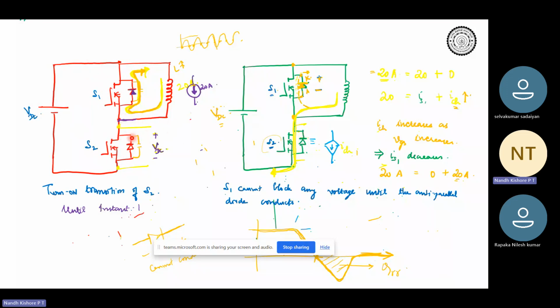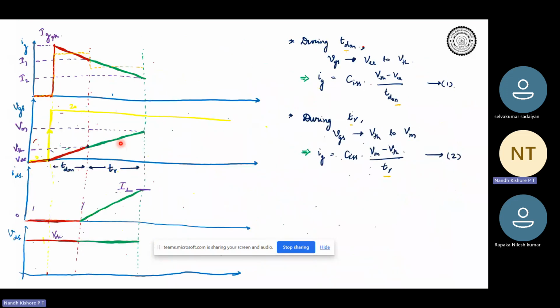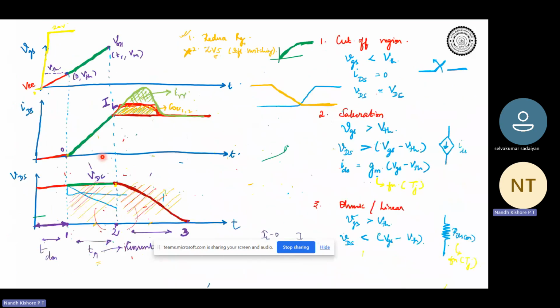So when you had to turn on S2, we saw that initially S2 turns on in the saturation region, correct? The reason being that the drain source voltage is equal to VDC. As the gate voltage increases, since it is in saturation region, the current is given by gm into VGS minus VTH, right? So if we assume that gate voltage increases linearly, current also rises linearly. We will make that assumption for now.